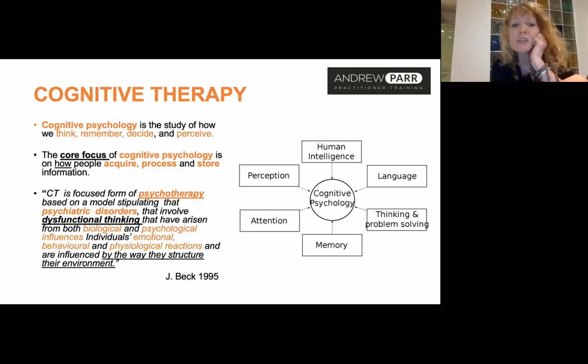Now there's a quotation here by Beck, from 1995, who says that cognitive therapy is a focused form of psychotherapy based on a model stipulating that psychiatric disorders involve dysfunctional thinking that has arisen from both biological and psychological influences, and that individuals' emotional, behavioural and physiological reactions are influenced by the way they structure their environment. Quite a mouthful, but it gives you a potted idea of what cognitive therapy is about. Basically it's the very intellectual aspect, really looking at what we do with all that information, how we see things, how we store it, how we process it.